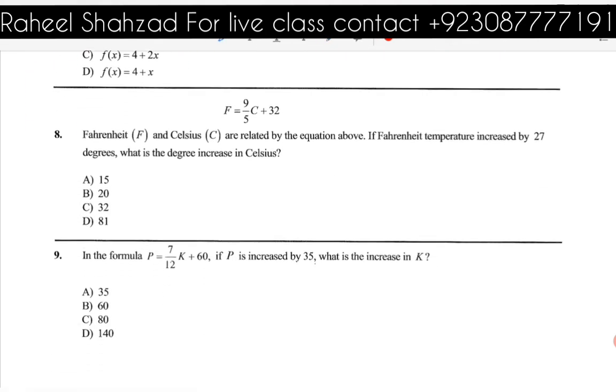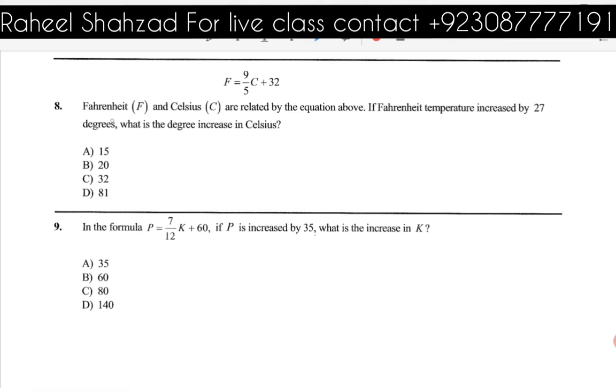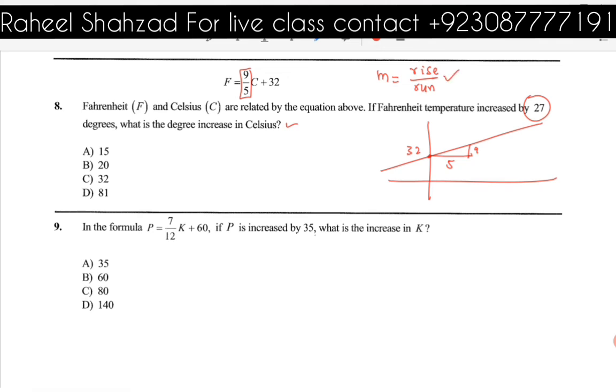Okay, in the next question, number 8, we have: Fahrenheit and Celsius are related by the equation above. If the Fahrenheit temperature increased by 27, what is the degree increase in Celsius? Now you need to understand that the gradient function is always rise over run. So let's assume that this is a function, suppose this is 0, 32, and this is a gradient function, that tells you 9 by 5. That's like rise over run. Gradient is always equal to rise over run. Got it? So it's like 9 by 5.